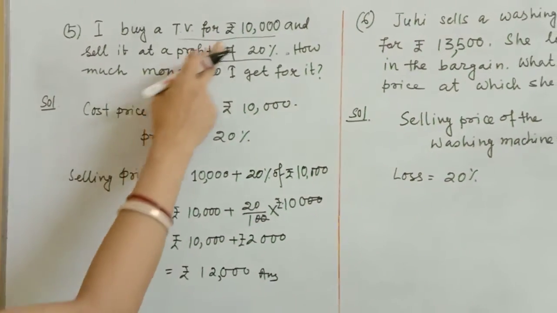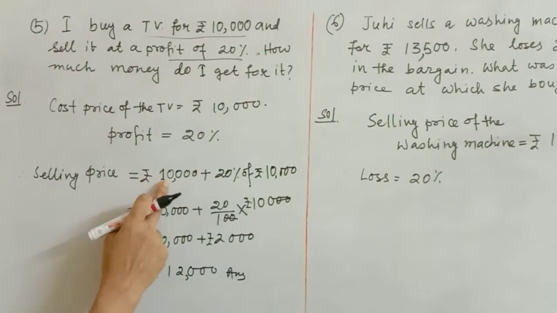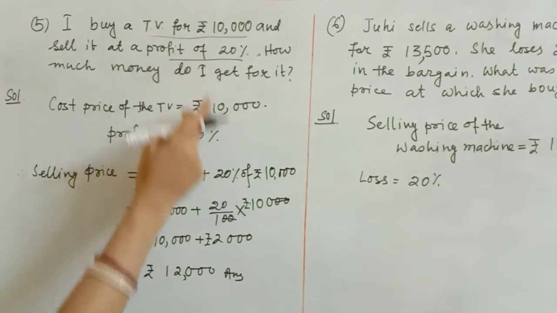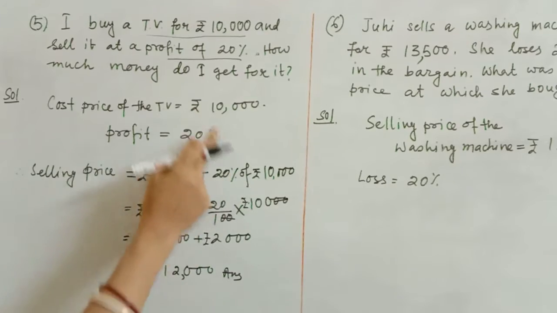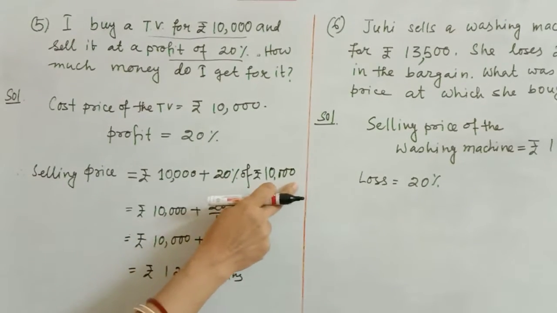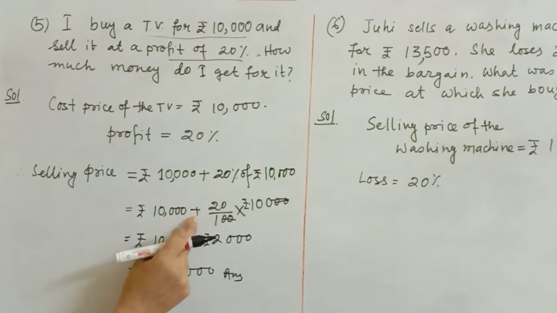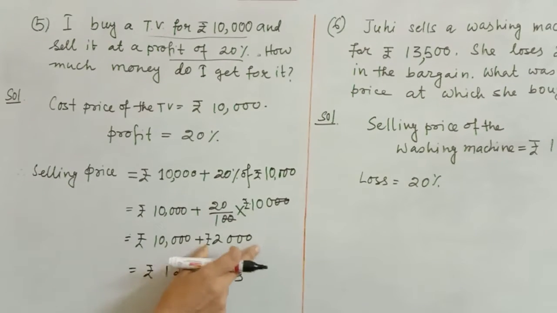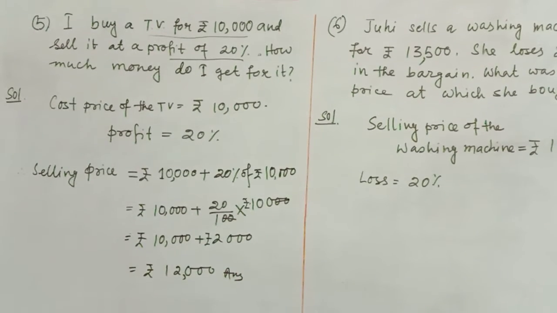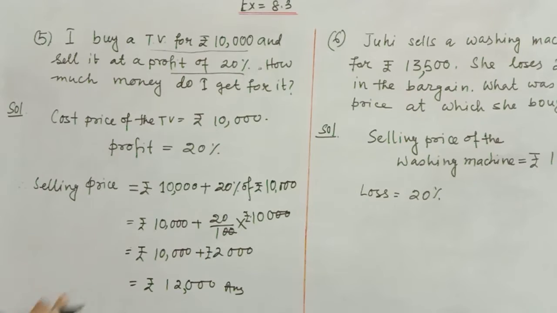Understood? As cost price is given 10,000 and profit percent is 20% of the cost price, so 20% of 10,000. As it is profit, so plus. If you add this, you will get 12,000, and this is the selling price of the TV.